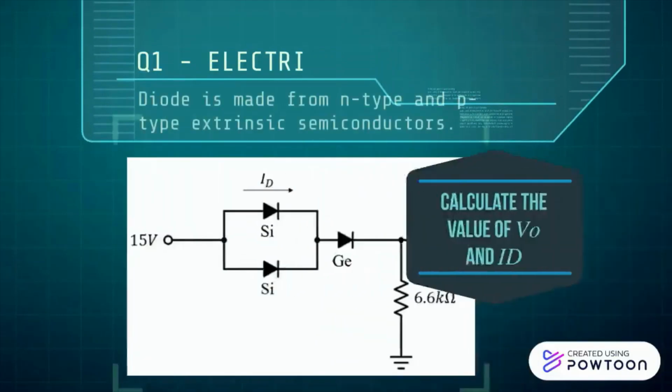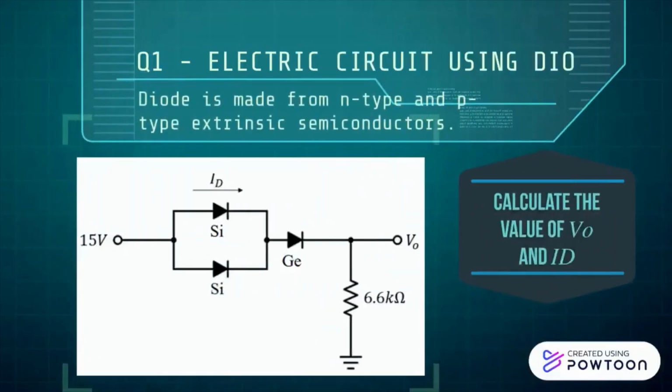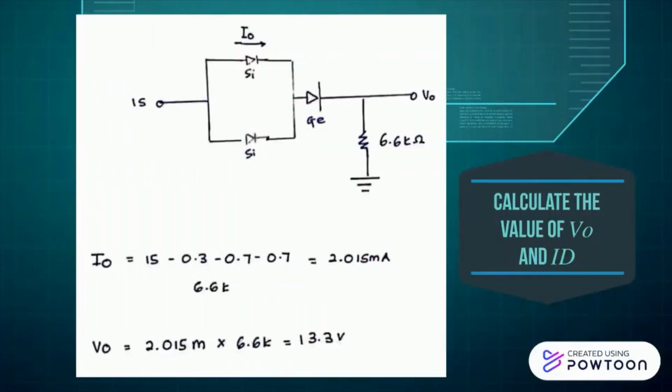0.3 is germanium diode, 0.7 is silicon diode. This is the calculation for the question. ID is 15 minus 0.3 minus 0.7 minus 0.7 divided by 6.6k equals 2.015 milliampere. Vout is 2.015 milli times 6.6k equal to 13.3 volt.